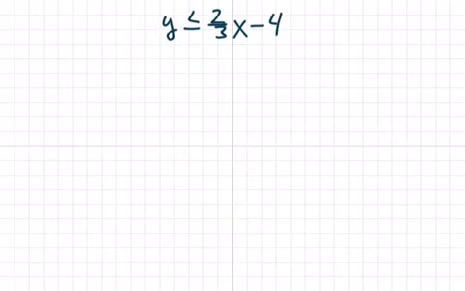Okay, so here, graphing it, we're going to start down 4, slope is 2/3, so up 2 over 3, up 2 over 3. We have equal to, so that's a solid boundary line.